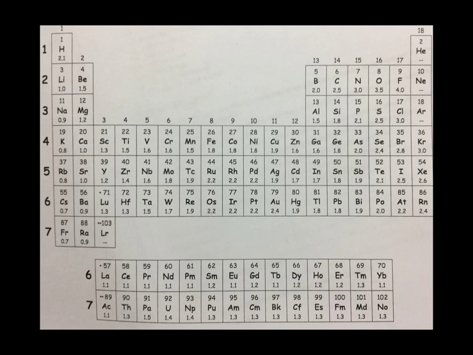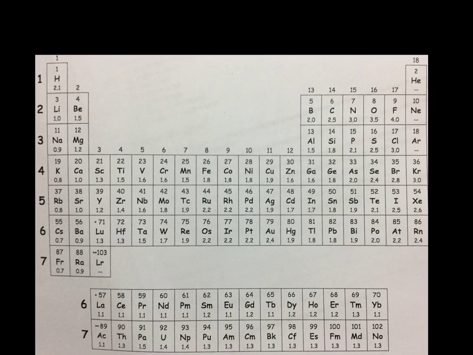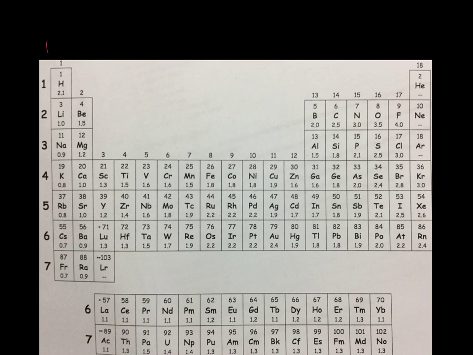Alright, before we get started we need to review the periodic table and the charges for everything. One thing that you need to remember is that group 1 is usually going to be plus 1. Group 2 is usually going to be plus 2. Let me make that bigger. Plus 2. Aluminum is usually going to be plus 3.